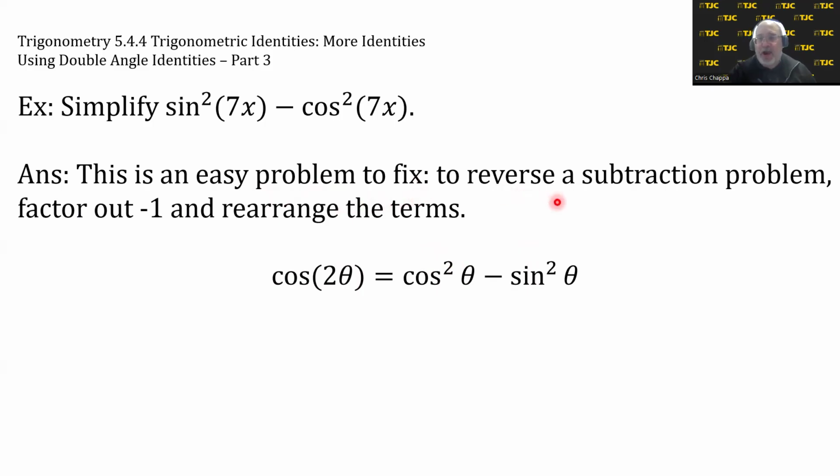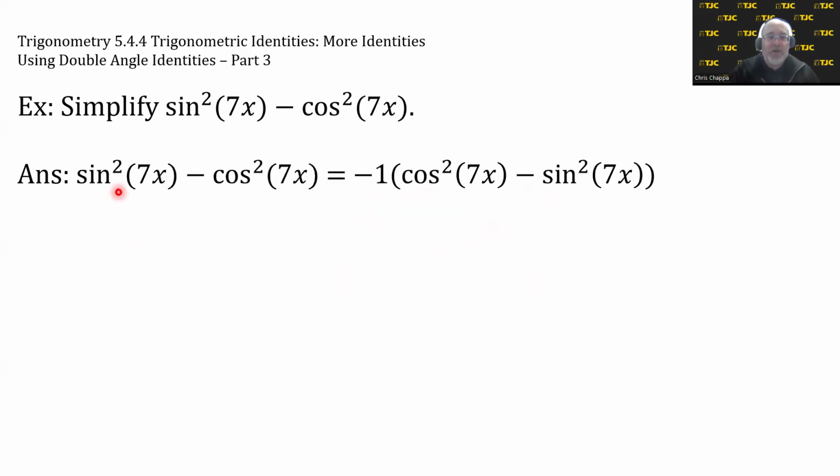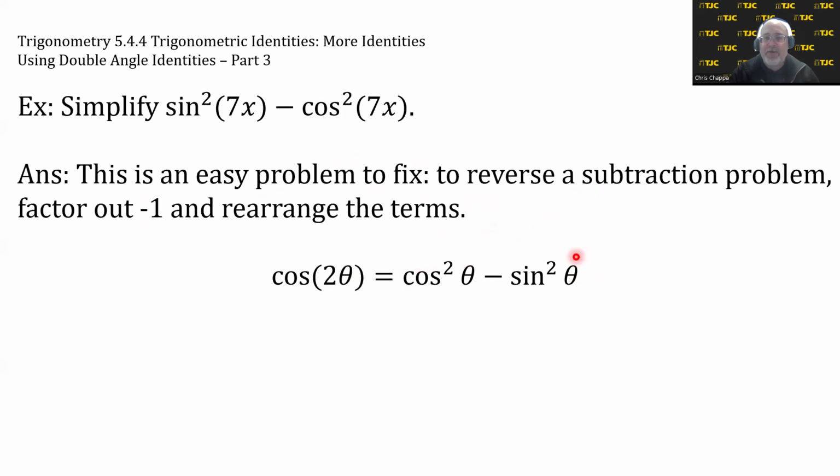To reverse a subtraction problem, factor out -1 and rearrange the terms. So we're going to take our sine squared 7x minus cosine squared 7x and factor out a -1. Doing so turns the sine squared negative and the cosine squared positive. Writing the cosine squared first and the negative sine squared second gives us something that resembles our double angle identity.